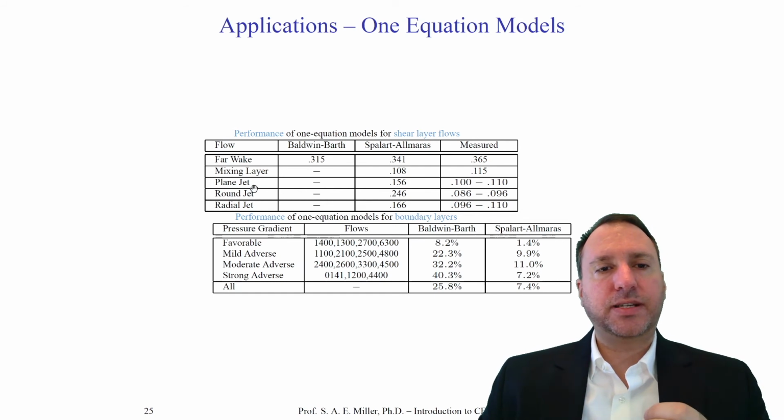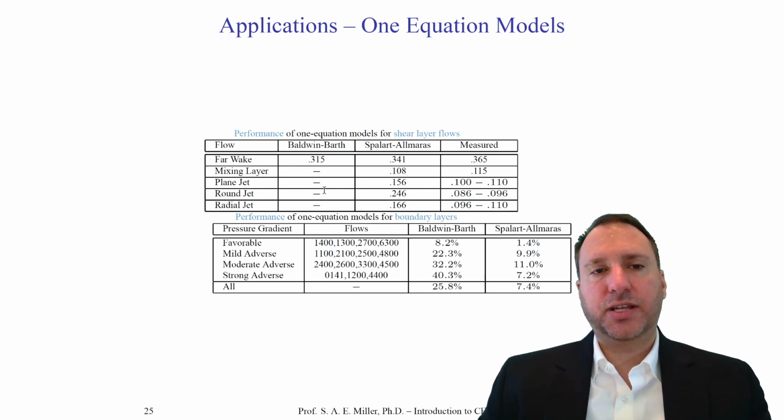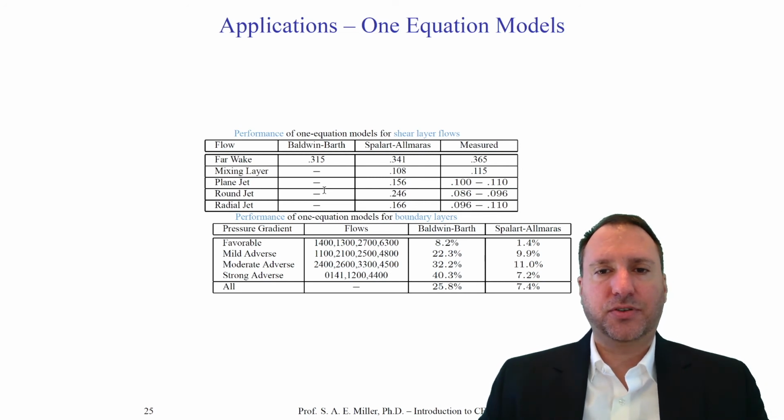So we're looking at three types of jet flows, one mixing layer flow, and one wake, which is far down from a bluff body. Now, the Baldwin-Barth model is not predictive for these last four classes of flows, unfortunately. But it did produce a result for the far wake. In the last column, we've made measurements of particular quantities.